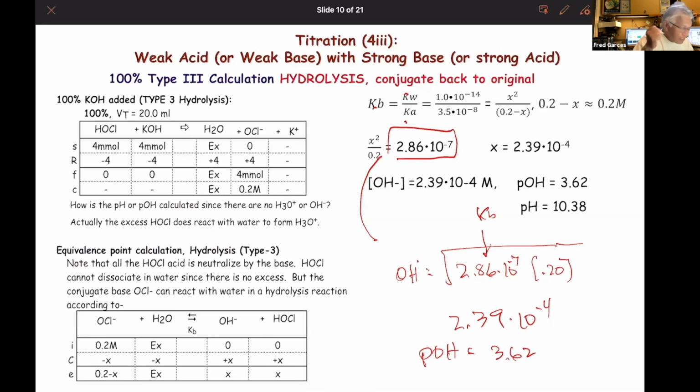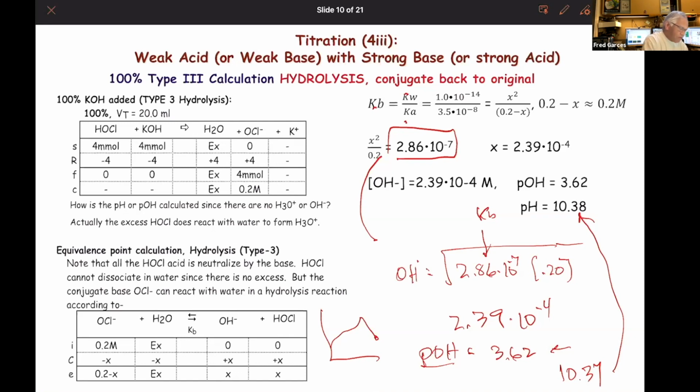But if you plot this in your graph, you're going to get a titration curve that looks like this. Like I said, it's going to drop. Remember, this is pOH. You got to subtract 14 from that. And now my pH is 10.37. Hey, that's pretty close. Okay, that works.